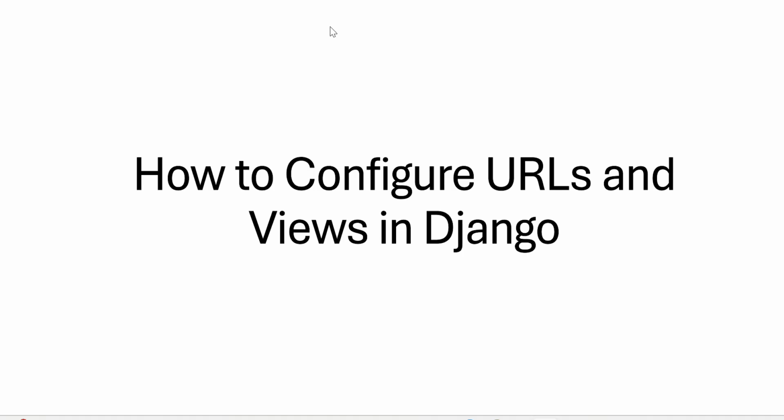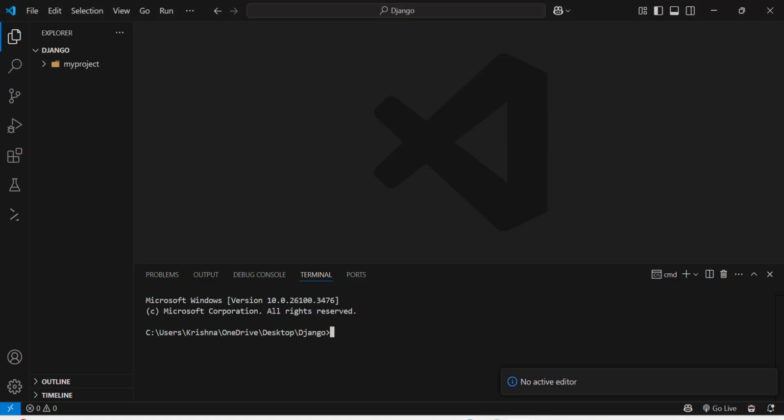So how will URLs and views help us? Moving to VS Code, they will help us display dynamic content on our Django website. In this tutorial, I will show you how to configure the URLs and views in Django to handle user requests. So let's get started.